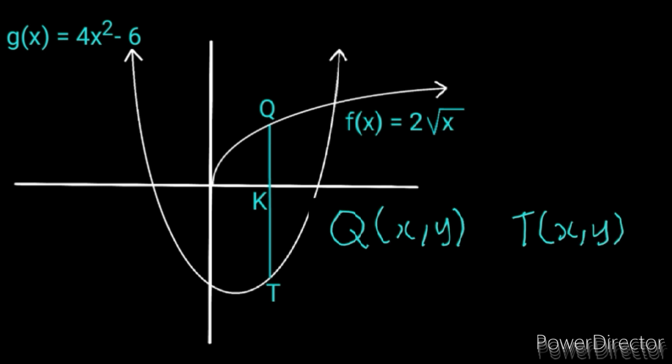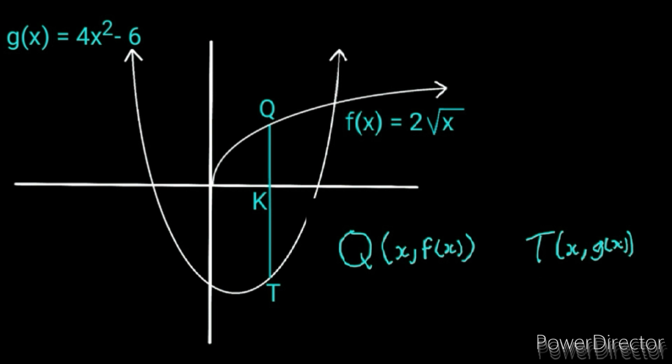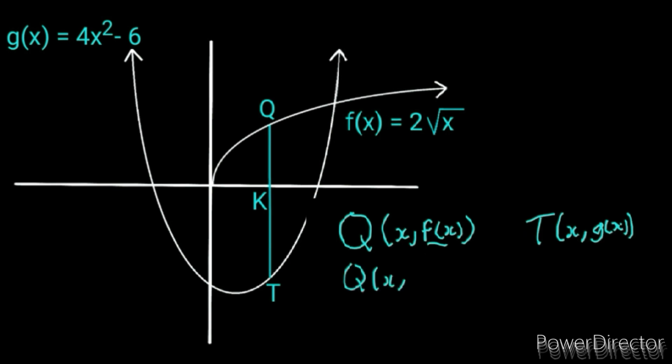So we'll do the same thing again. So notice that Q is on the graph f of x. So in place of the y value of Q, we're going to substitute it with f of x. And T is on the graph g. So in place of the y value of T, we're going to substitute it with g of x. So now f of x is equal to 2 root x. So f of x is the same as 2 root x. So we will write everything the same. It's just that we'll replace f of x with 2 root x. So we're going to say 2 root x.